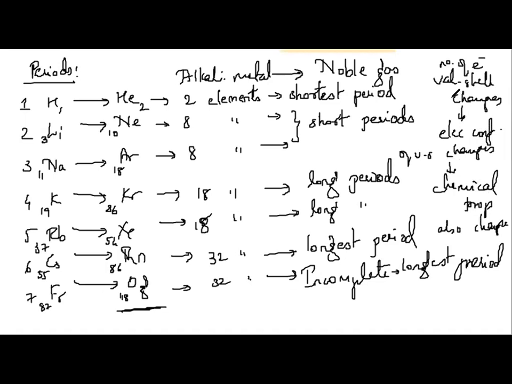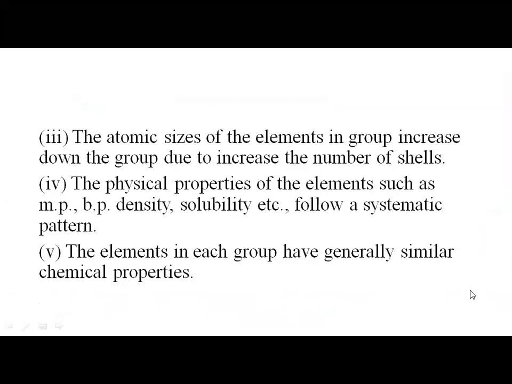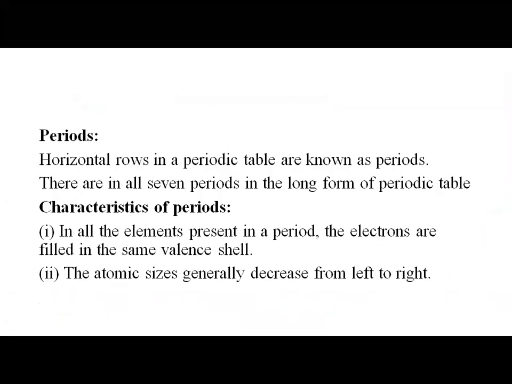Is that clear? So this is about the periods present in the modern periodic table. Yes, the 7 horizontal rows in the modern periodic table are known as periods. In all the elements present in a period, the electrons are filled in the same valence shell. The atomic sizes generally decrease from left to right.